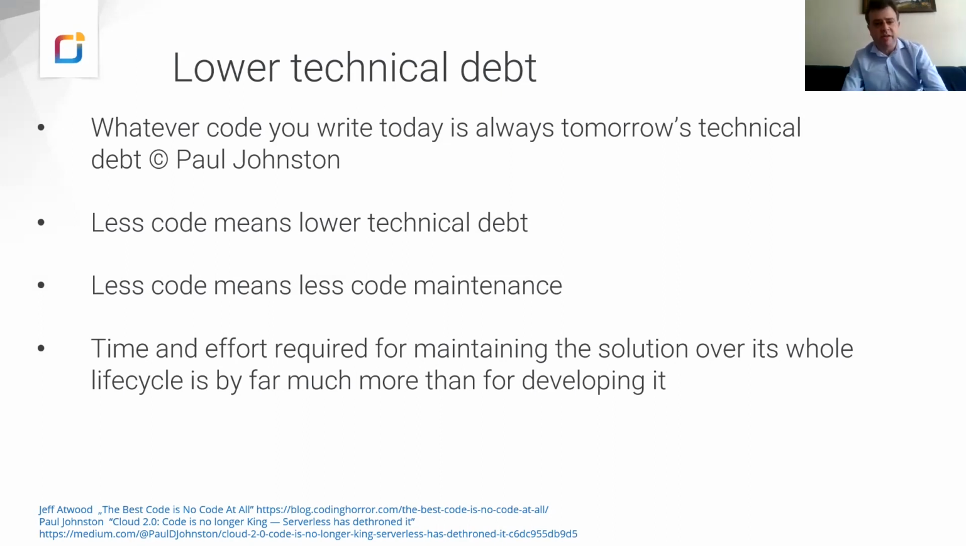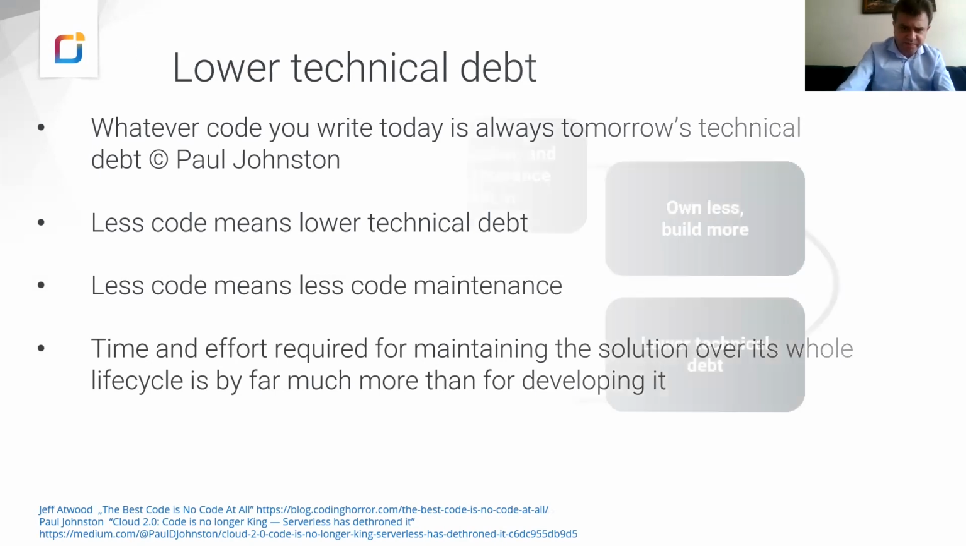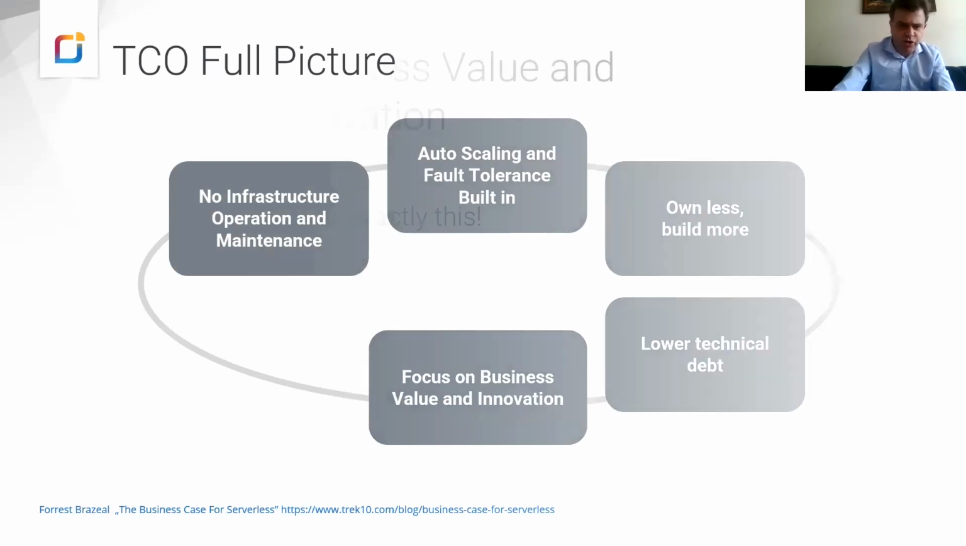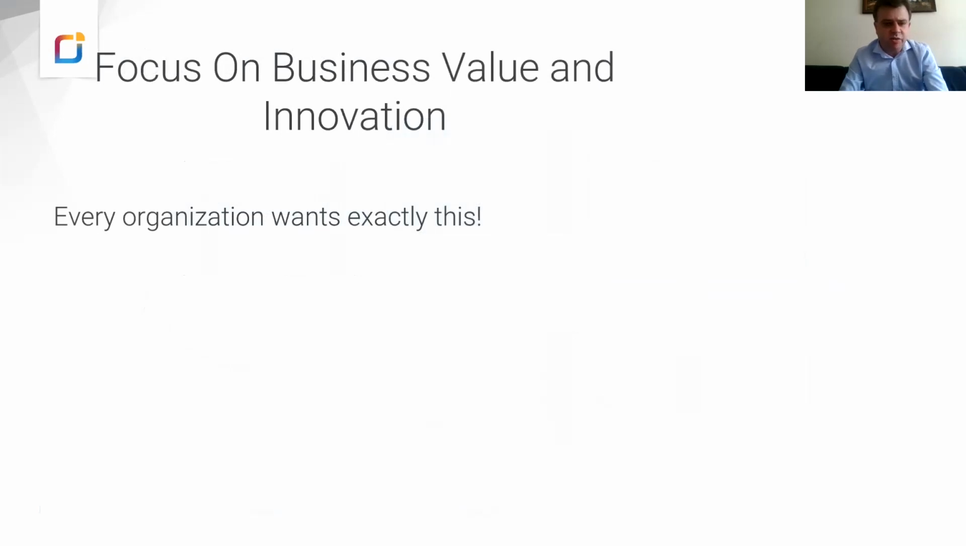we have to own it, and probably some kind of software as a service, or the service from the cloud provider, may help us, and it will be better from the total cost of ownership perspective. Yeah, of course, there's another thing: owning less and lowering technical debt will allow you to focus on your business value and innovation. And probably every organization wants this.